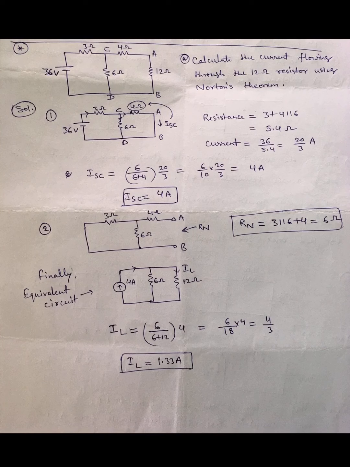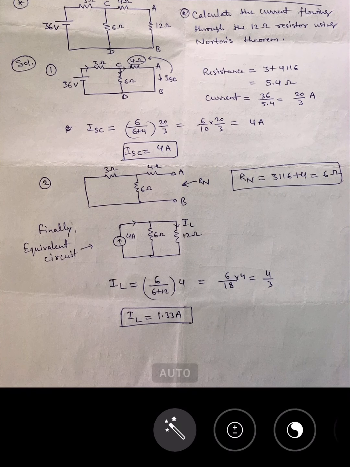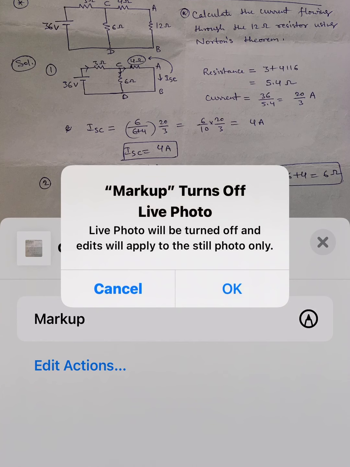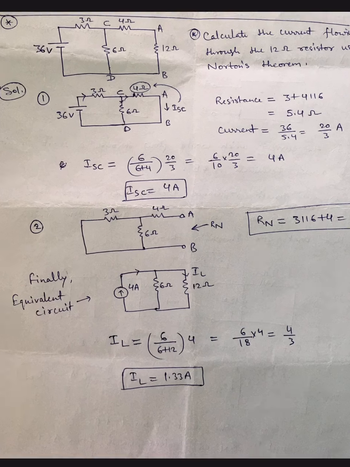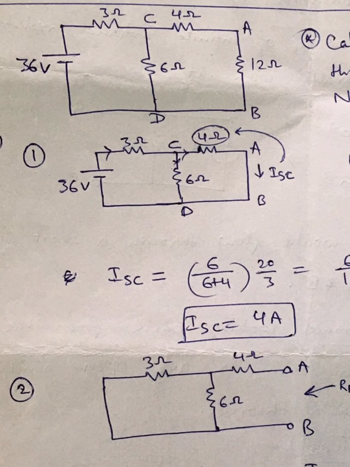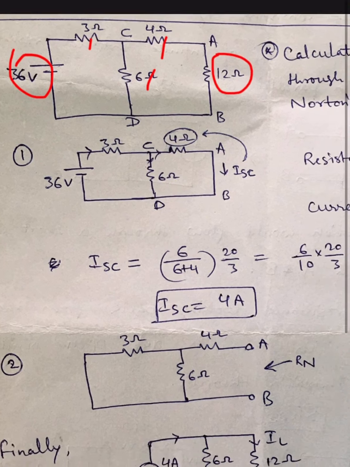Okay, here we have the circuit. This is the circuit consisting of 36 volt source, and 12 ohm is the RL, means load resistor. 3, 4 and 6 ohm, these three are making the network, our electronic components. So this is the circuit, and what is the question?